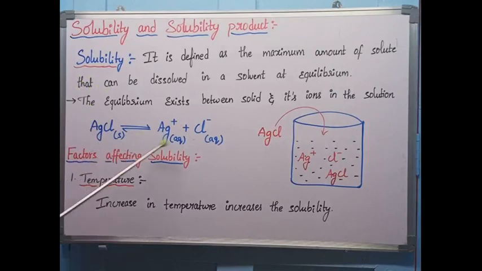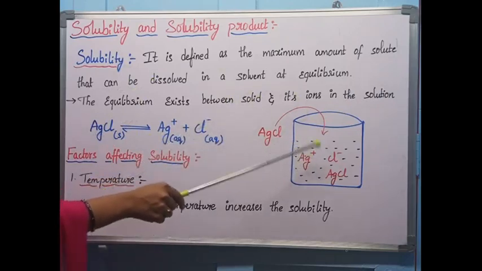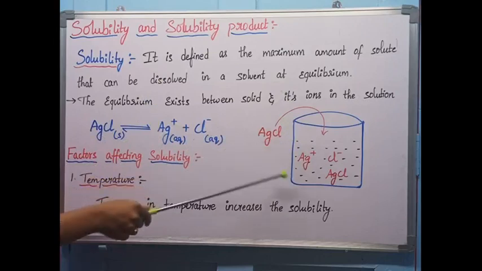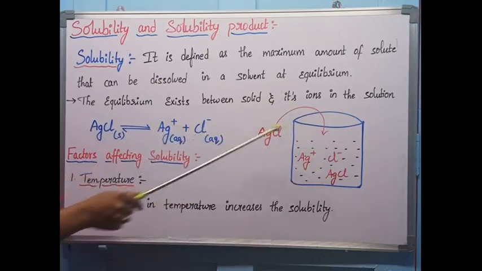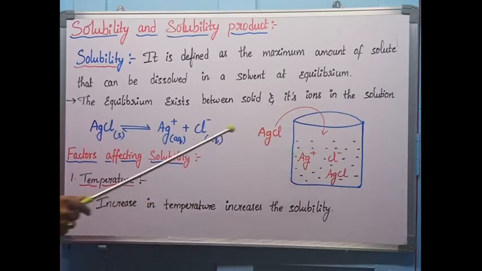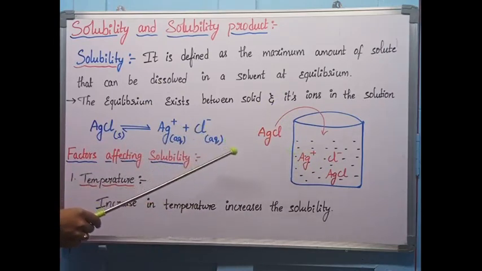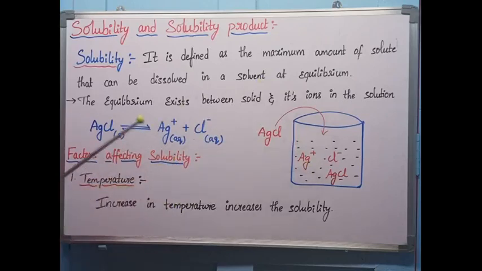So for example, I'm taking AgCl, silver chloride. I started adding AgCl. In the beginning, this AgCl will dissociate into Ag plus and Cl minus. After some time, AgCl stops dissolving. It gets precipitated at the bottom. That means it is becoming a saturated solution. A saturated solution is a solution which contains the maximum amount of solute that is capable of being dissolved.